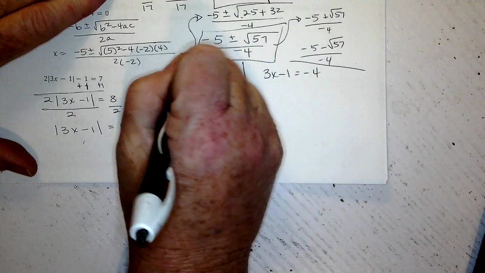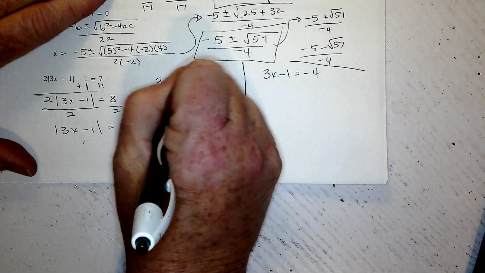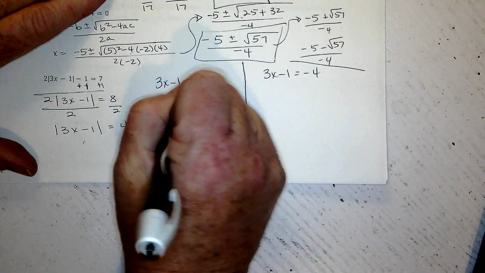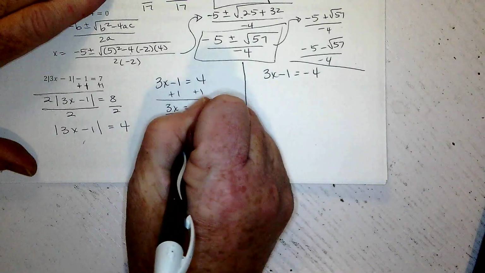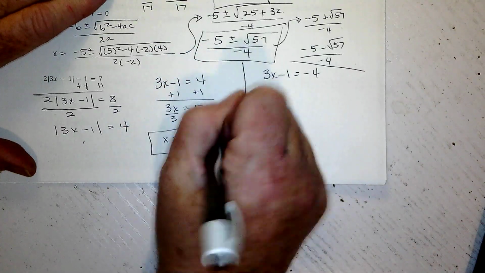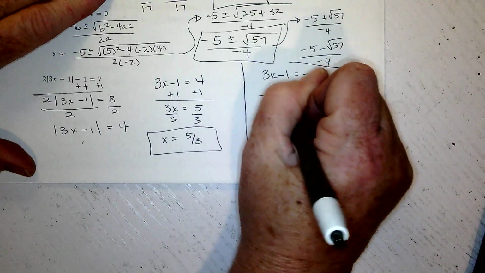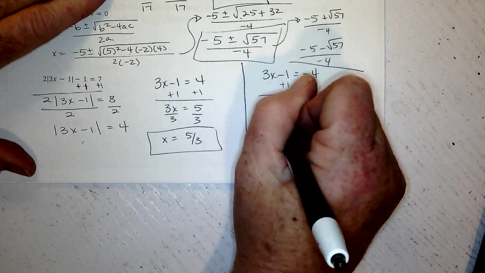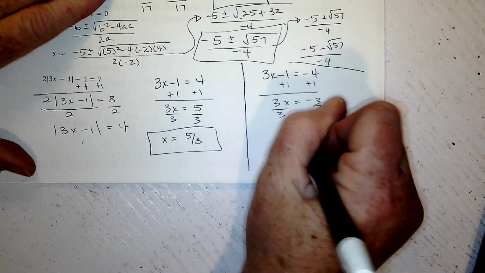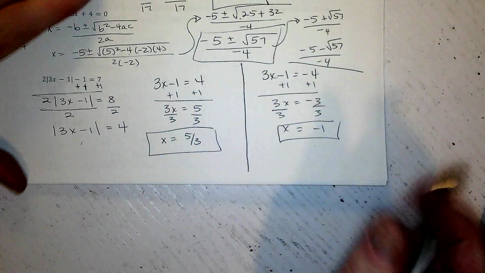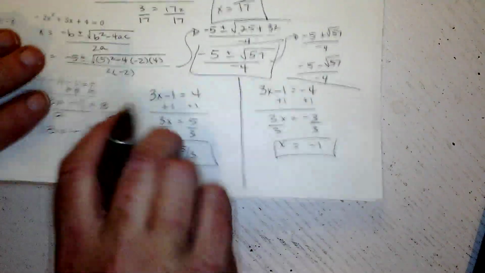We're going to add 1 to both sides. 3x is equal to 5. Divide both sides by 3. So x is equal to 5/3. Add 1 to both sides. 3x is equal to negative 3. Divide both sides by 3. And x is equal to negative 1. Those are your 2 answers.